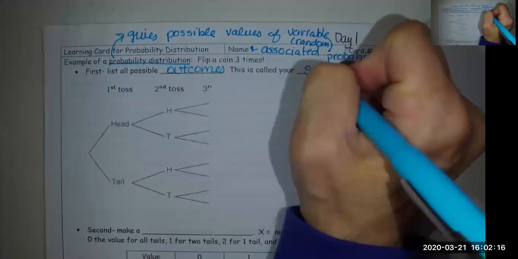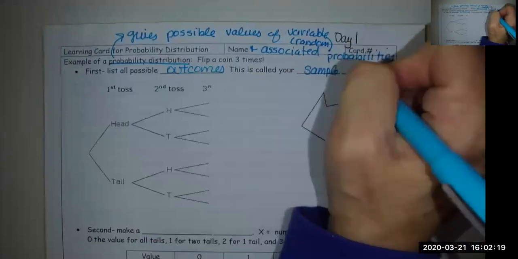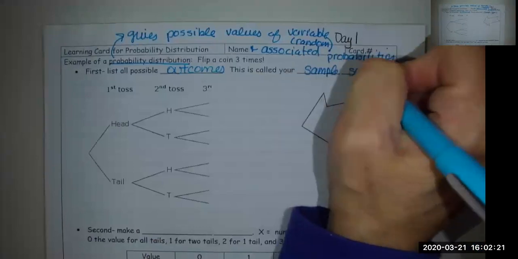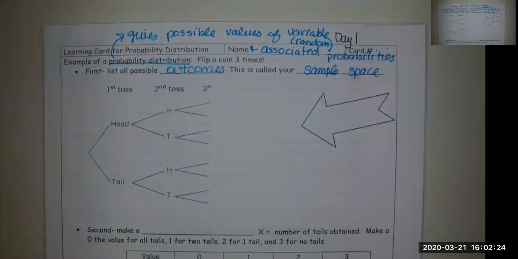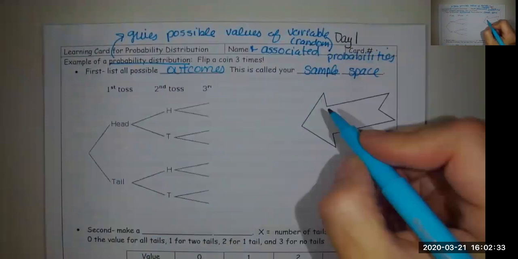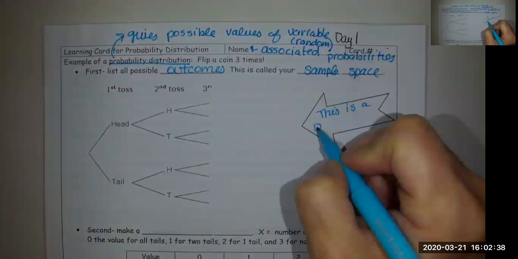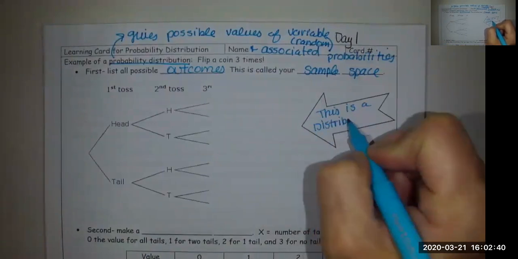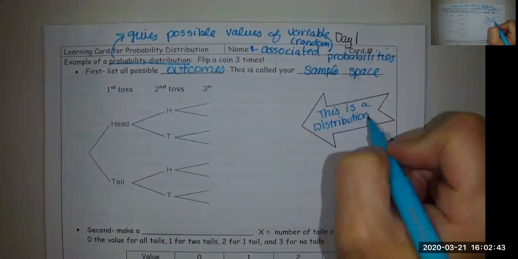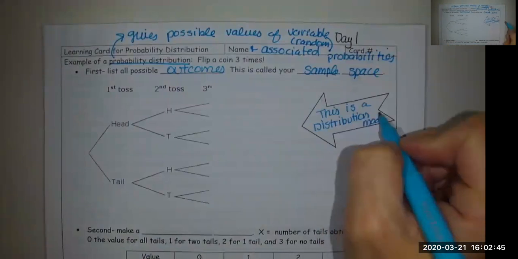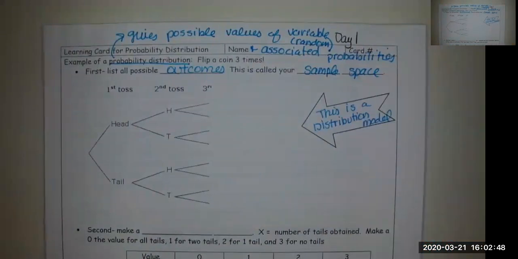Now, this is a review of what we did. I told you in this unit we were going to get to where we were using formulas and didn't have to do all this, because if we write out everything for a coin toss, it's going to get really big really fast. Anyway, this is a distribution model. Remember on the last test, sometimes the word model got us confused. A model simply means it's showing you everything that could happen.